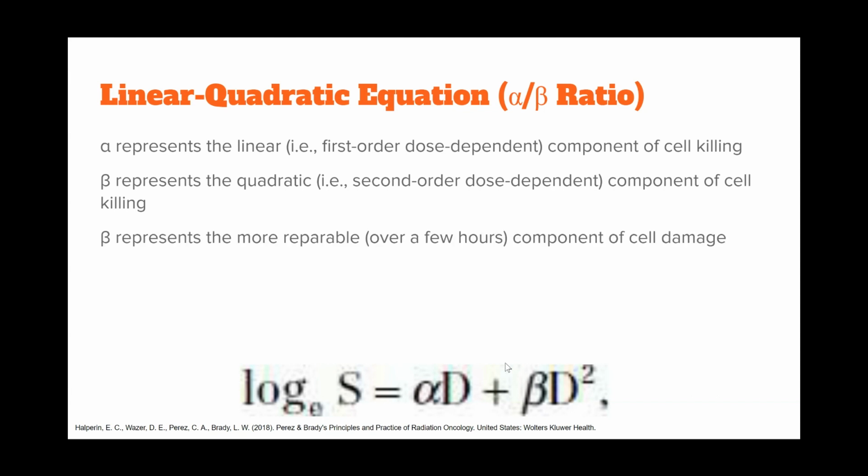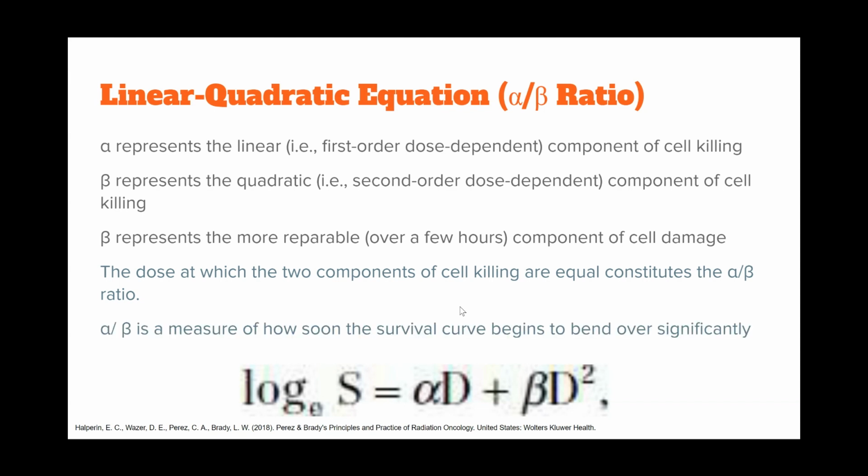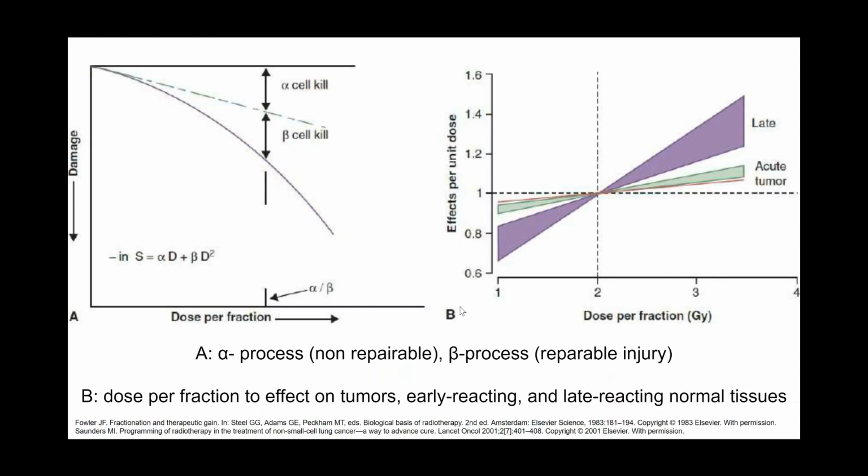Now beta was repairable. Alpha is the cell kill, the lethal damage. Beta is the sublethal damage or the potentially lethal damage, basically the sublethal damage which can be repaired. That's why there's the curvature, there's the shoulder. The dose at which the two components are equal is the alpha beta ratio, and it's a measure of how soon the survival curve will begin to bend over, or that shoulder will begin to appear. So we can see this is the non-repairable process, and the repairable injury.